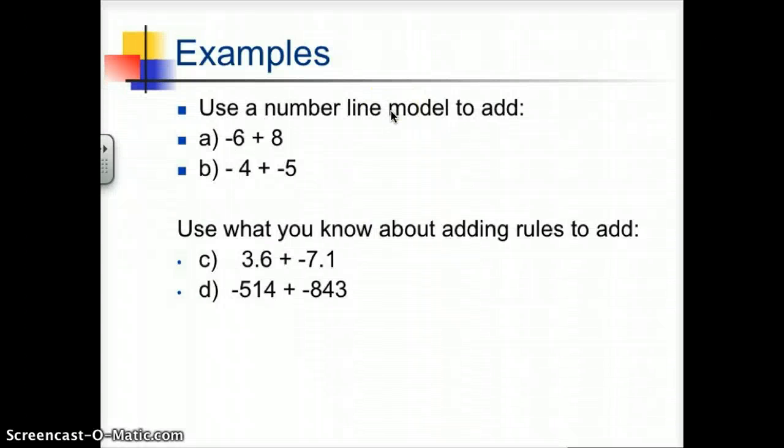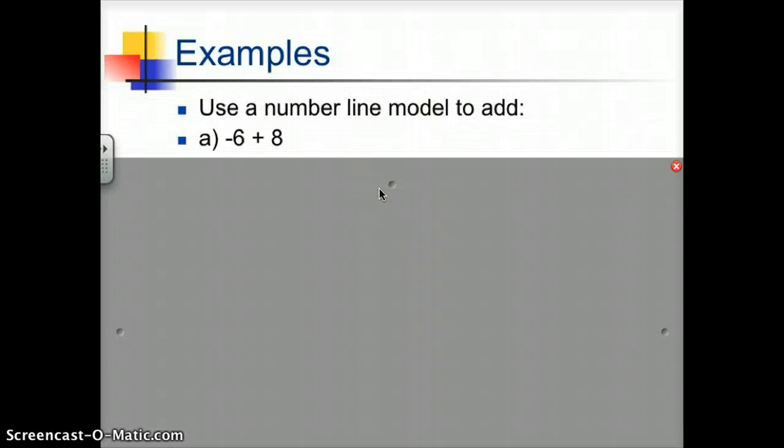Okay, so we're going to work on some examples where you have to use your rules and what you've learned in the past. You have done this before, but some of you need a refresher on it. So I want you to think about adding negative 6 plus 8 by using a number line. So I'm going to pull out a little number line. I'll do this up at the top. So here's my line, and I'm going to add negative 6 plus 8 using this number line.